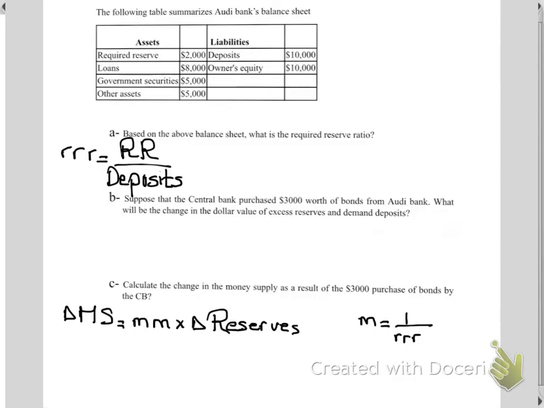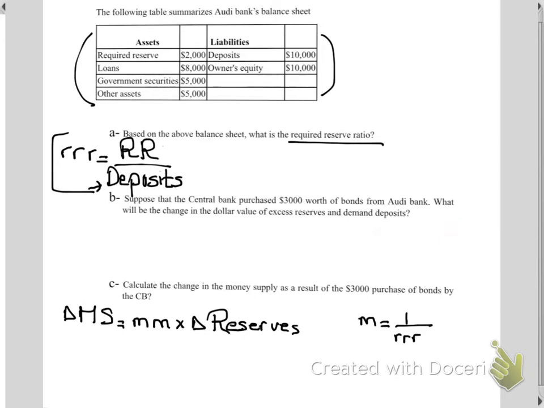In this problem, we are given the balance sheet of Audi Bank, including its assets and its liabilities. In part A, we are being asked to find the required reserve ratio. We know that the required reserve ratio is equal to the required reserves divided by the deposits.